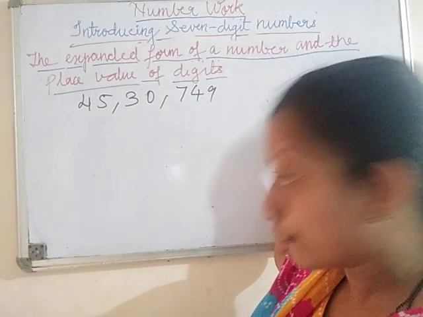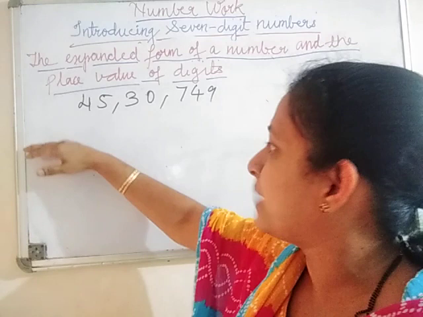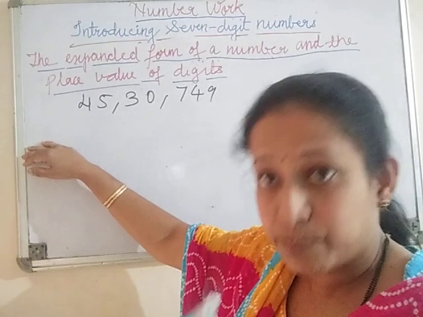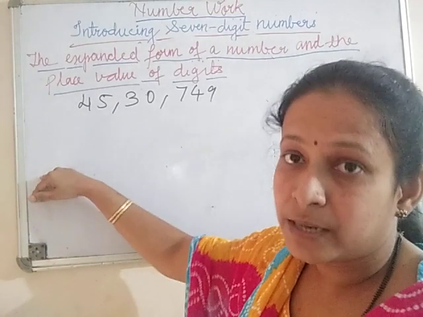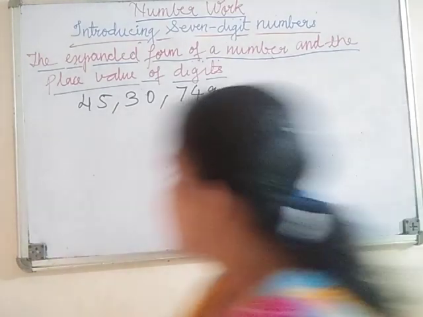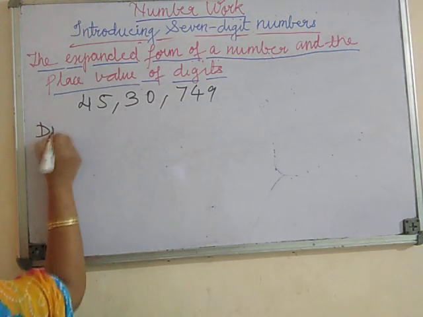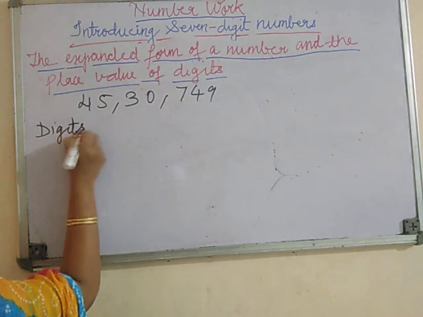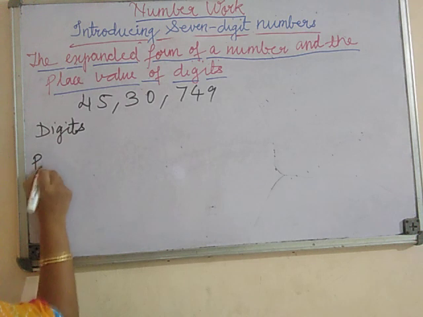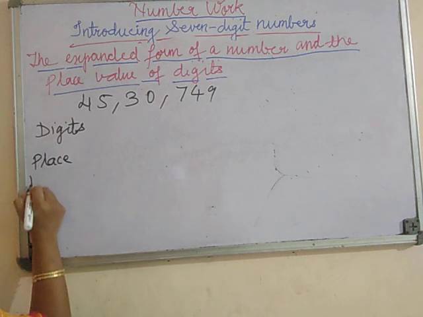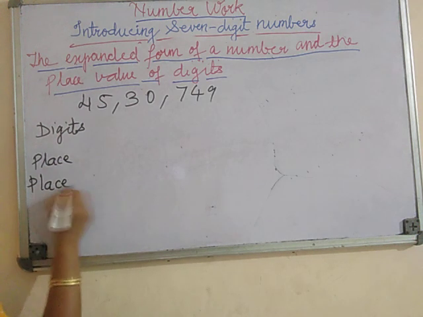A digits column or row will be there. Then you will write the place name, or simply called place, and then the place value. So let's see how to write this. First you will write digits, then you will write place, and then you will write the place value.